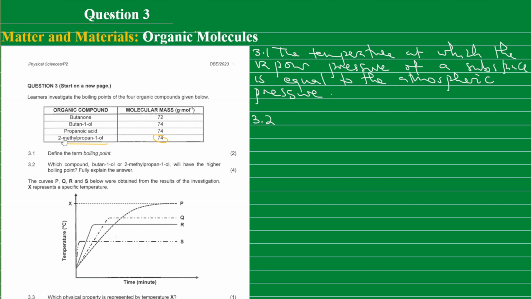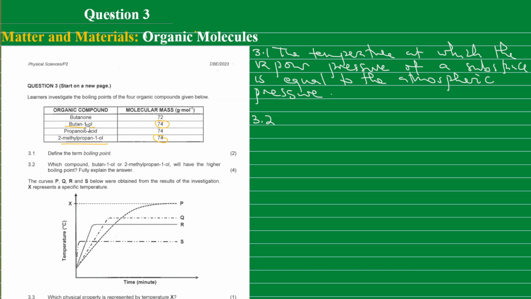So here we have 2-methylpropan-1-ol, which is an alcohol, and butan-1-ol also. But what makes them different in this case? Which one would have a higher boiling point and why? Now to explain this one, we are going to expand here.